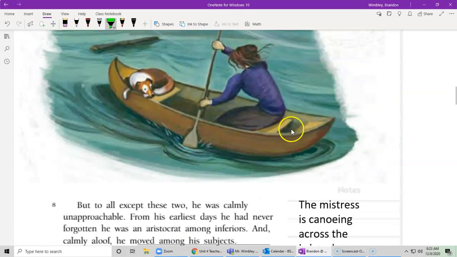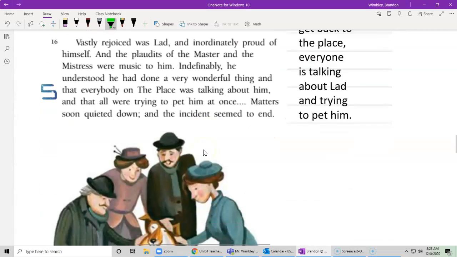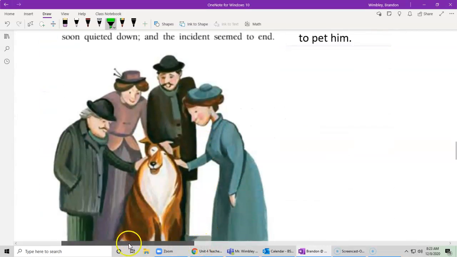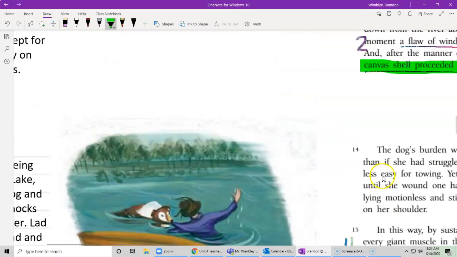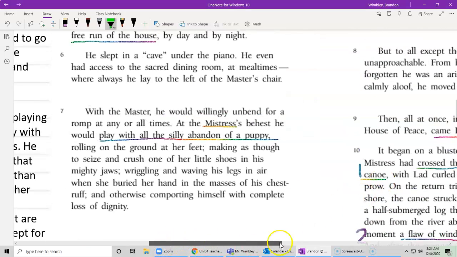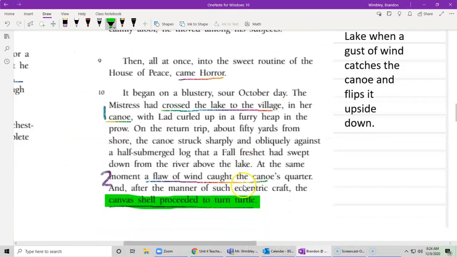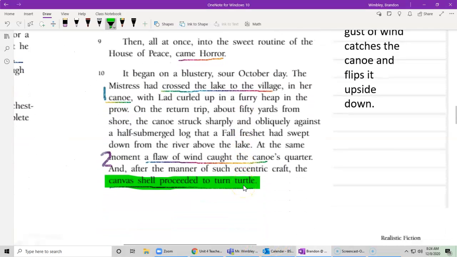It overturned. So we see right here, and then in our next picture, on the next page, we see that it turned upside down. So that's like the shell of the turtle that we see. So notice they didn't say the canoe was like a turtle. It made that statement that says it proceeds to turn turtle.